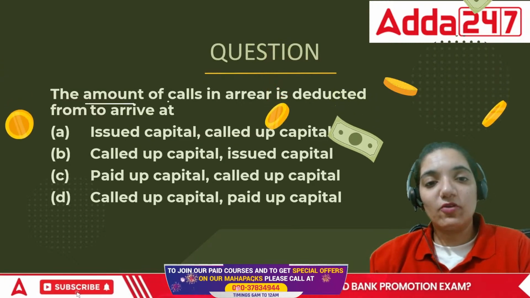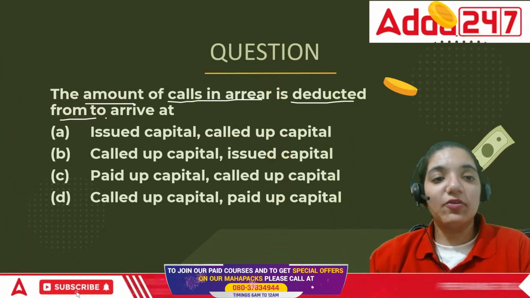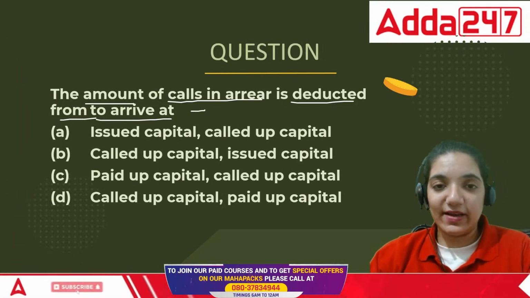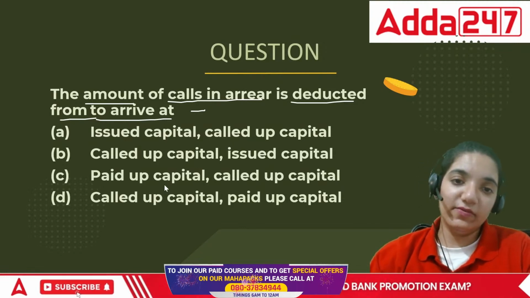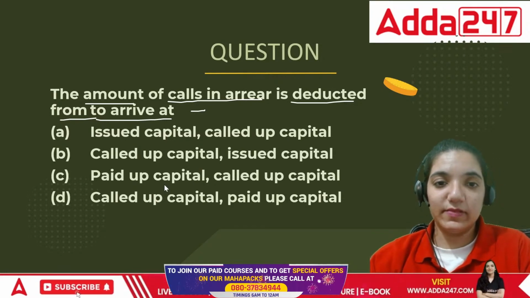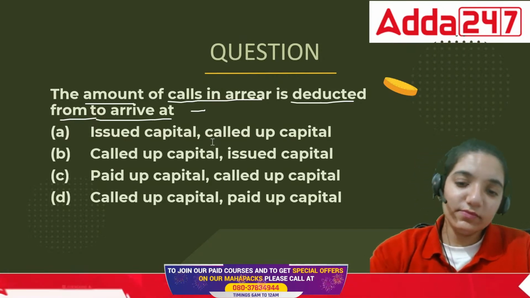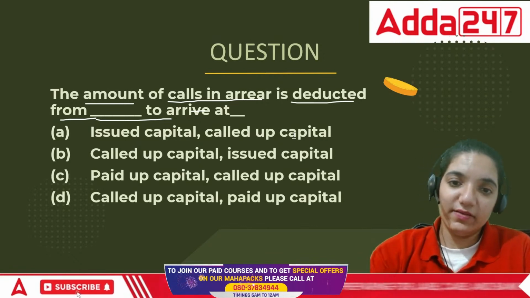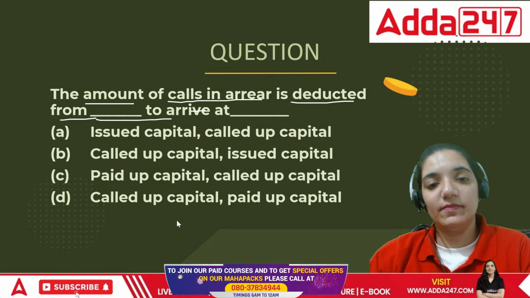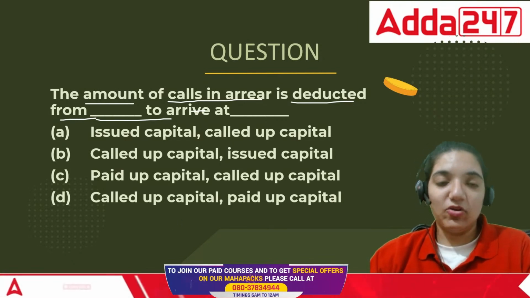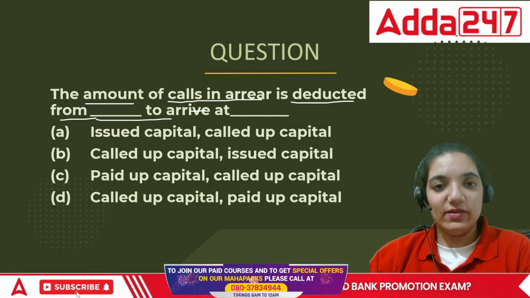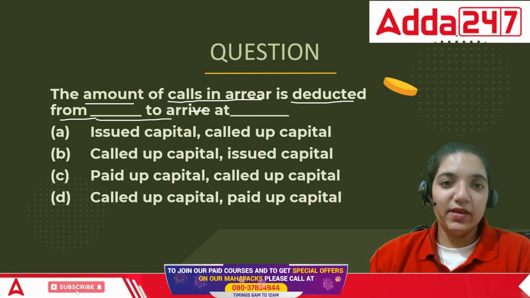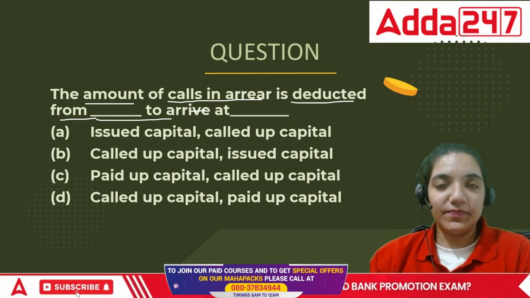The amount of calls in arrears is deducted from blank to arrive at blank. From where will it be deducted and where will it arrive at? So let me add the fill in the blanks there. Okay, so now this makes sense, everyone. It is issued capital, called up capital, paid up. The amount of calls in arrears is deducted from.